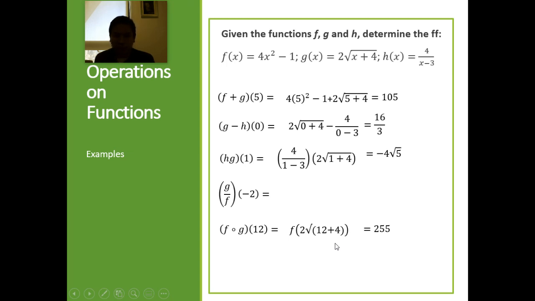Oh, sorry about the order. g divided by f of negative 2, same idea. We get the quotient negative 1 over 75.